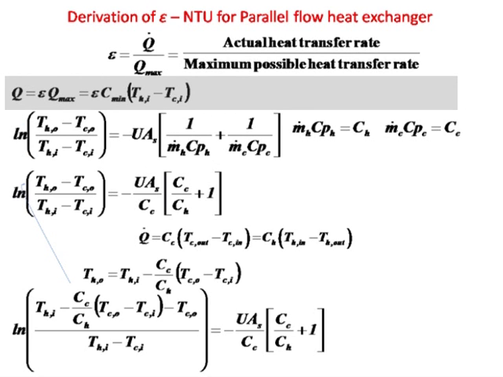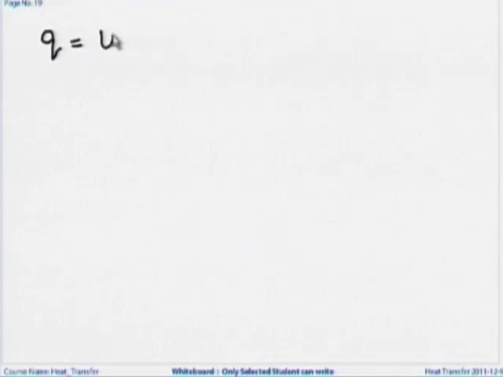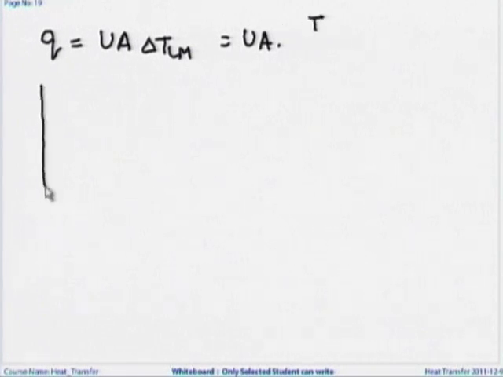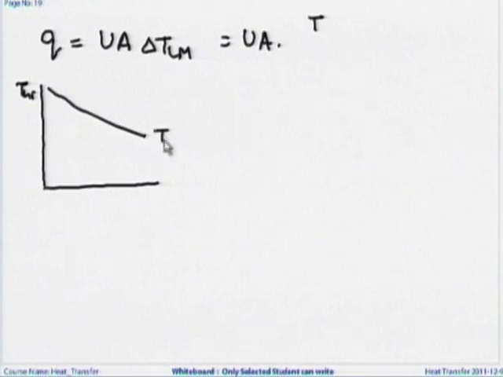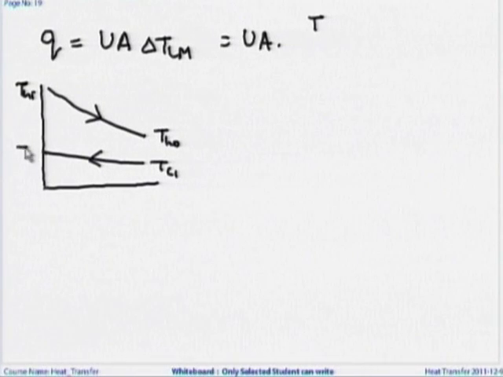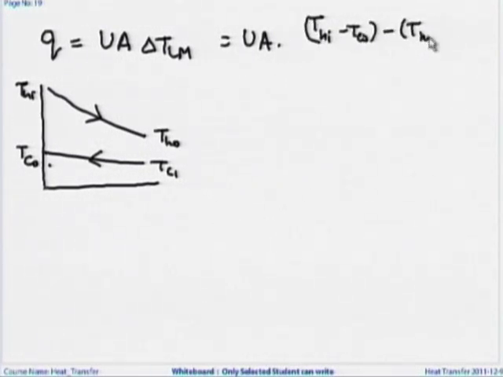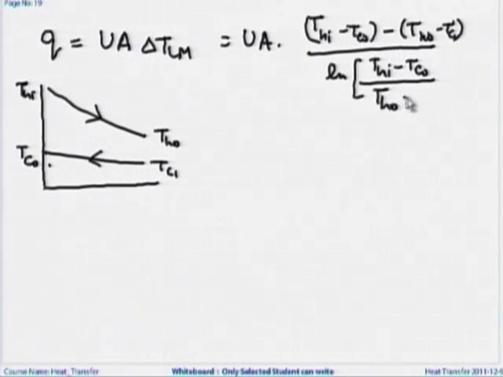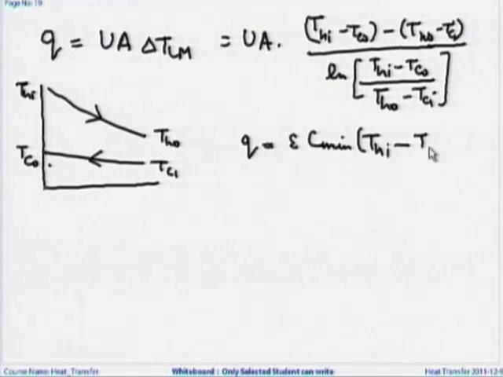And I am going to substitute for these quantities THI minus TCI. How did I get that? Let me just write this step so that you do not get confused. Q is equal to UA delta T log mean. What is delta T log mean? UA times, for counterflow we are going to use THI, THO, TCI, TCO. So, THI minus TCO minus THO minus TCI divided by log of THI minus TCO divided by THO minus TCI. So, this is my LMTD business. So, what I do is Q is equal to effectiveness Cmin THI minus TCI.